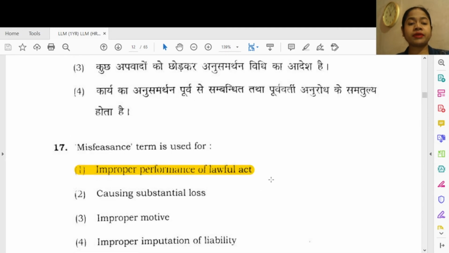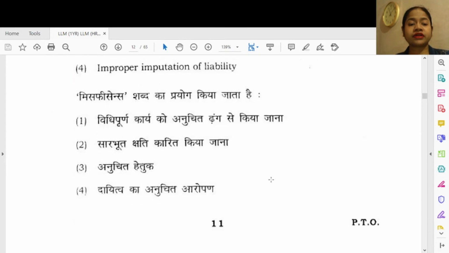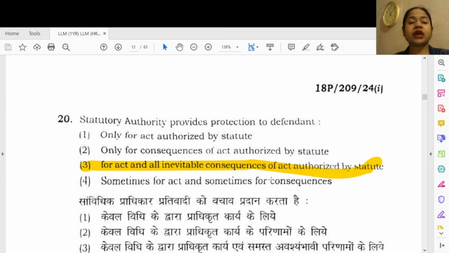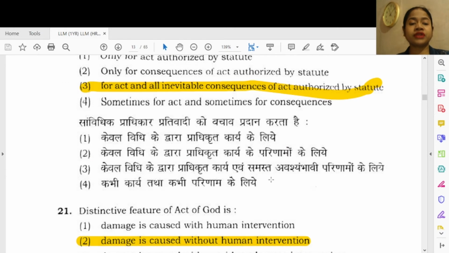Question number 17, misfeasance term is used for this, option number 1, improper performance of lawful act. Question number 20, statutory authority provides protection to defendant against, option number 3, for act and all inevitable consequences of act authorized by statute.